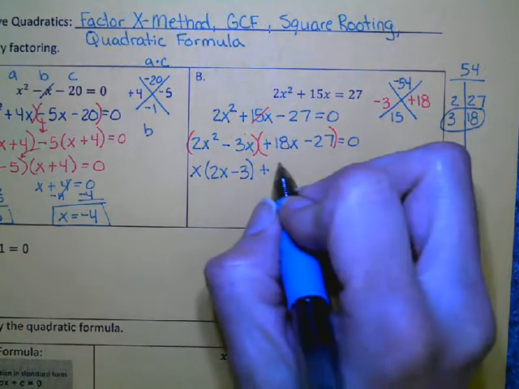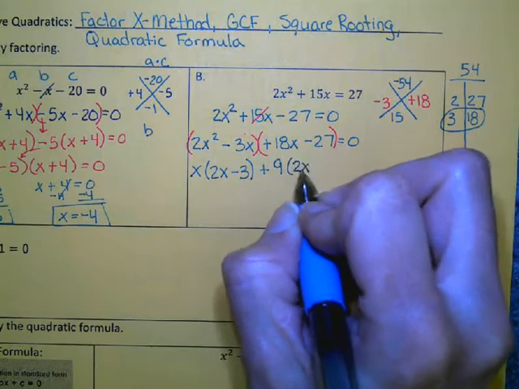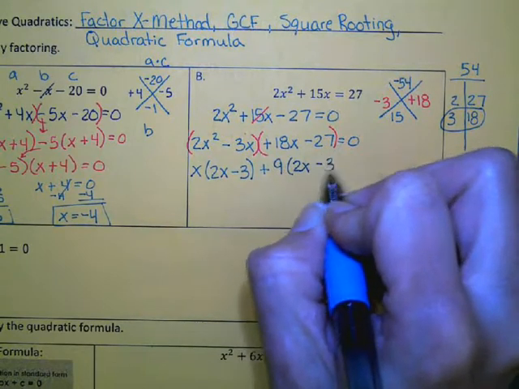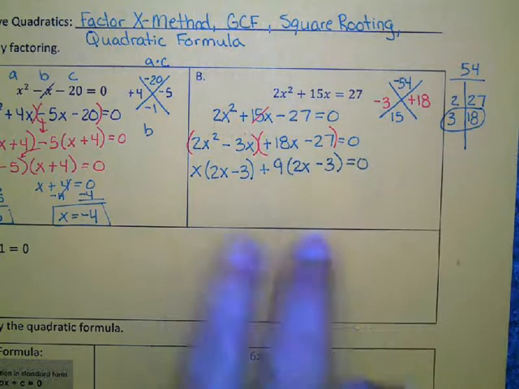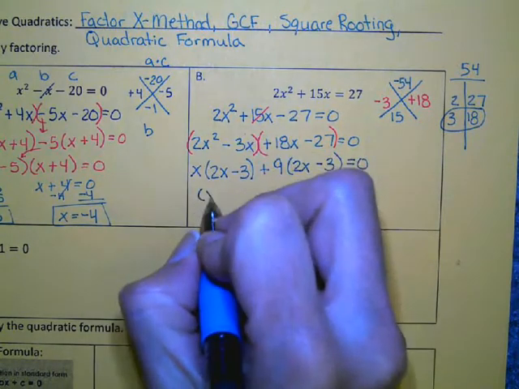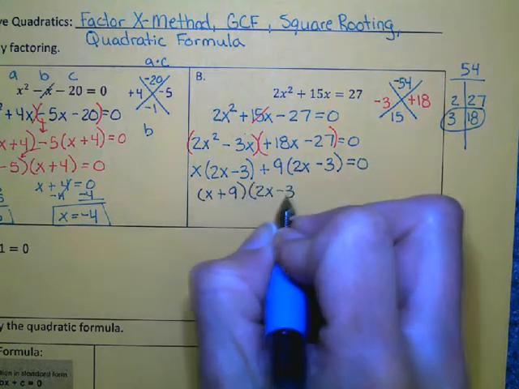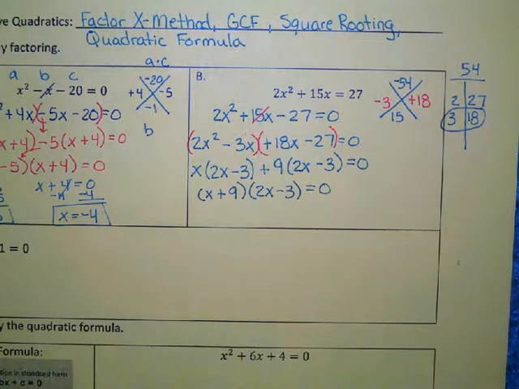So 18 divided by 9 is 2. 27 divided by 9 is 3. And I know that's correct because if you look at the two parentheses, they matched up. So we have x plus 9 and 2x minus 3. You now set each of those equal to 0 in order to solve.